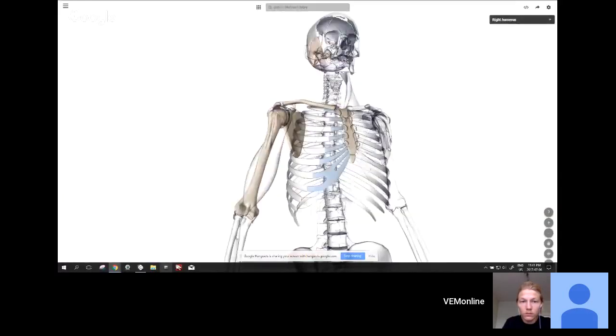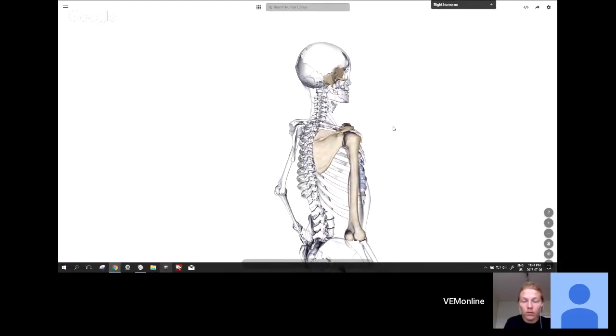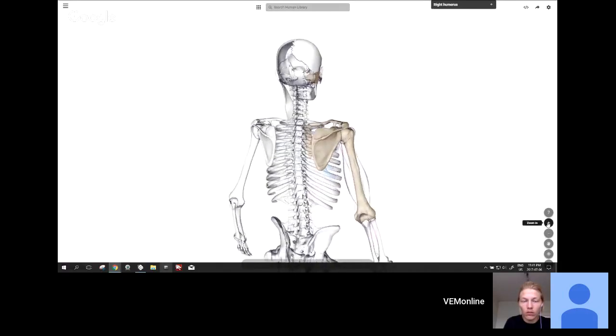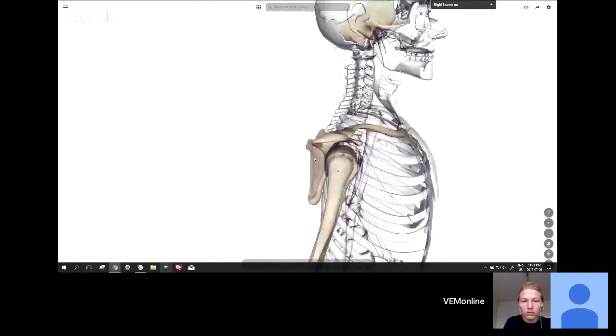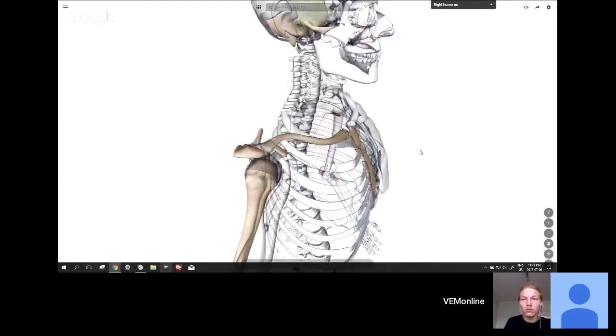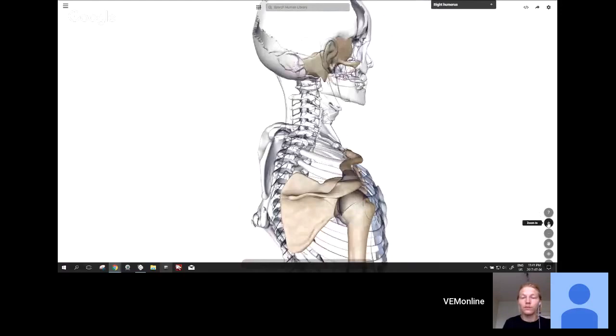Let's start with the anatomy. Okay, so let's switch to screen share, and I'll show you basic anatomy. Let's start with the attachment points. Here you can see the skeleton. On the right side, the scapula, humerus, and clavicle are highlighted. And as well, what we have here, let's zoom in.